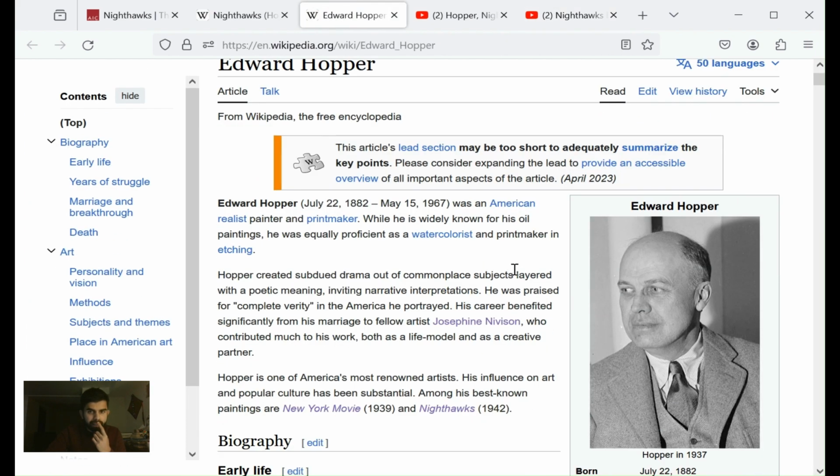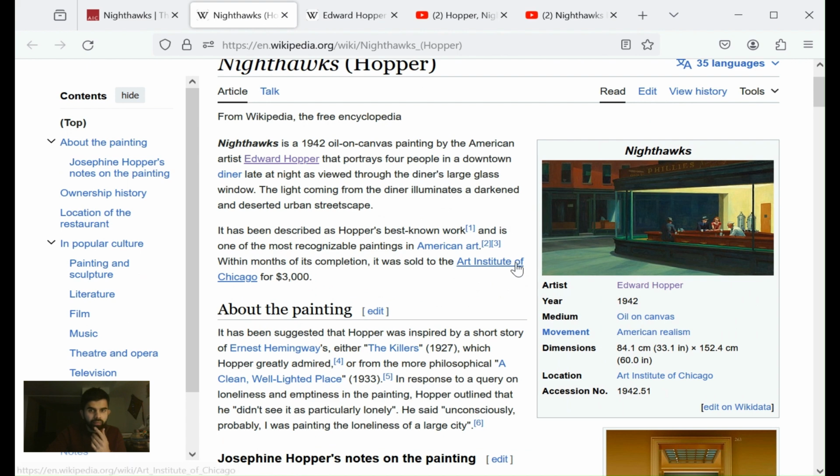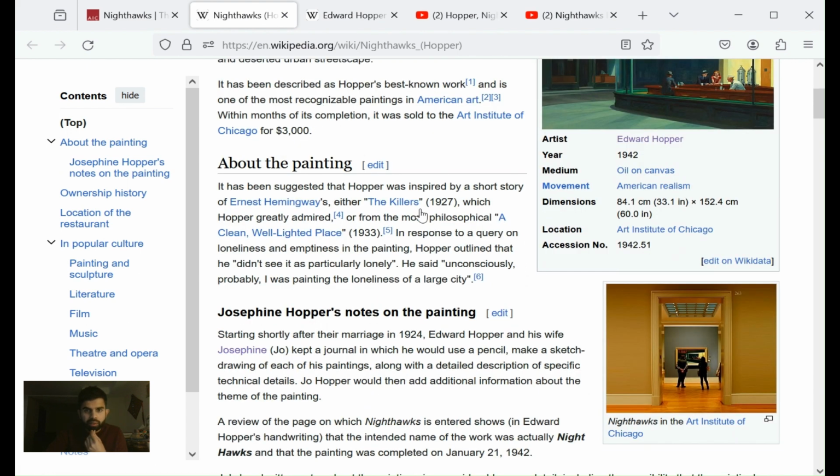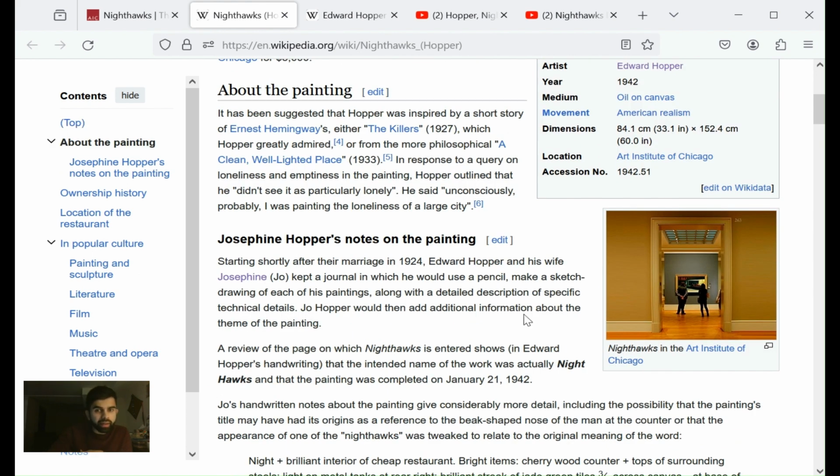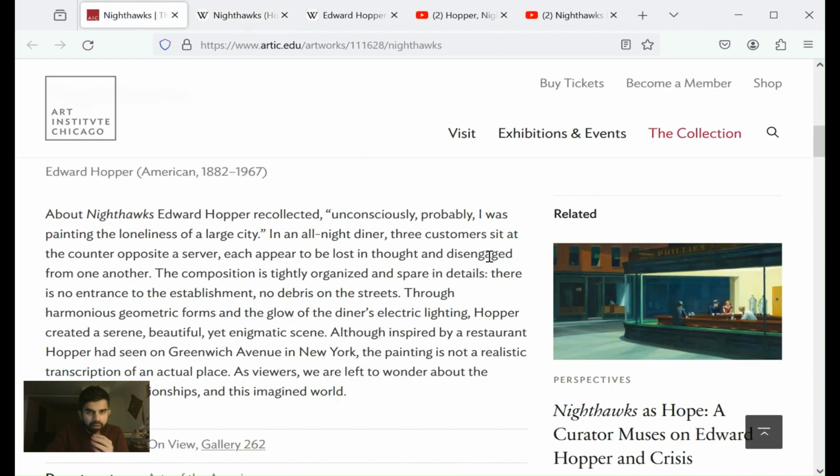A little more about Edward Hopper as an artist. They say that this particular painting was inspired by a short story. It's also inspired by his visit to Europe. If you look at this particular image here, this is how the painting is placed in the Art Institute of Chicago. It's got its own room, and that also depicts the loneliness of what the artist was trying to say.